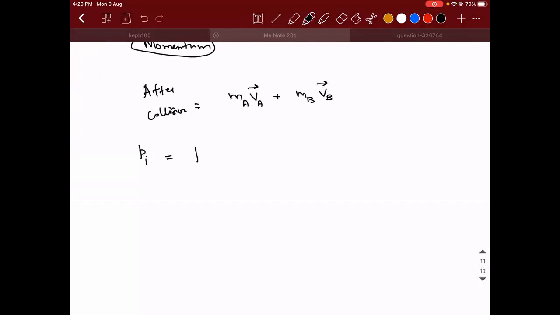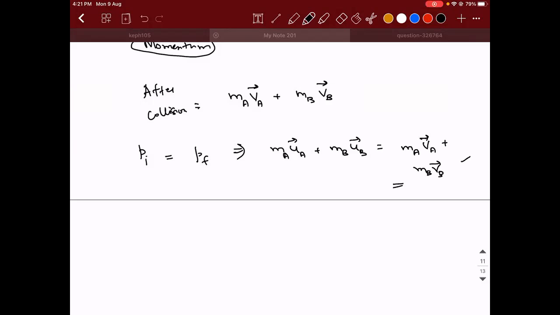I wrote P initial is equal to P final or vice versa, right? Then the meaning of this is MA into UA vector plus MB into UB vector is equal to MA into VA vector plus MB into VB vector. So this is the exact mathematical statement of conservation of linear momentum. Suppose you have a 3-particle system, then you need to take the momentum of the third particle also in vector form and write it.